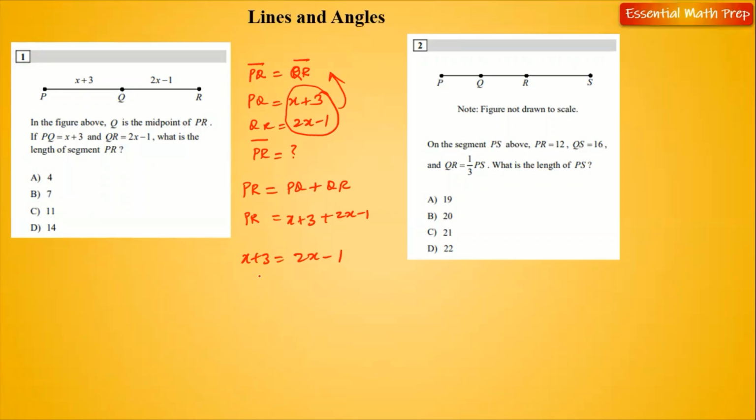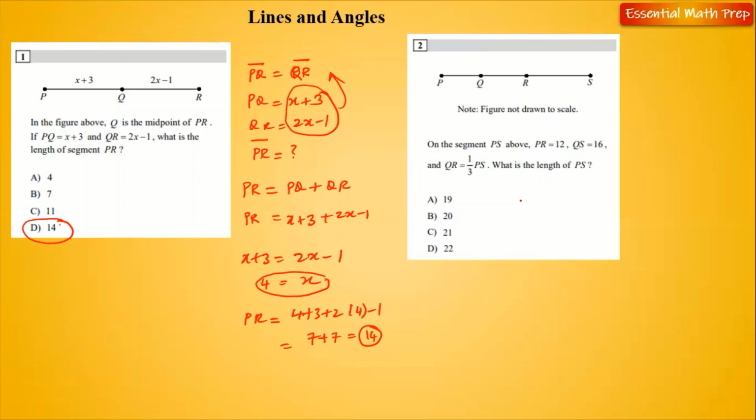So that means this would be, what is it? X equals 4, right? Now we know the value of x. So that means PR would be 4 plus 3 plus 2 times 4 minus 1. That will be 4 plus 3 is 7, plus 2 times 4 is 8, minus 1 is 7 as well. So that's 14. So the correct answer is 14.